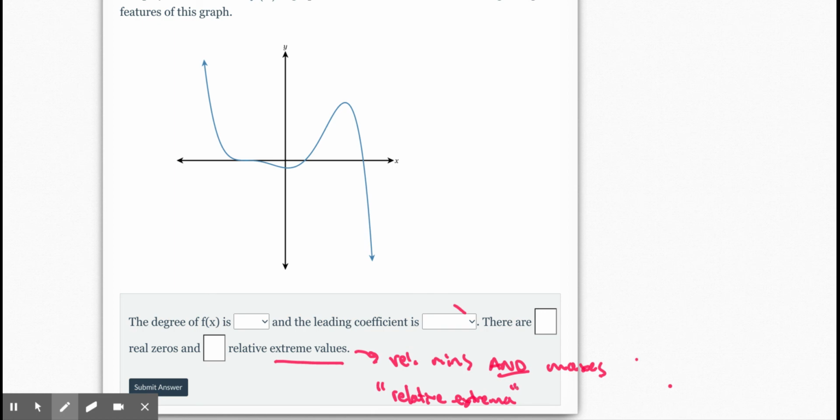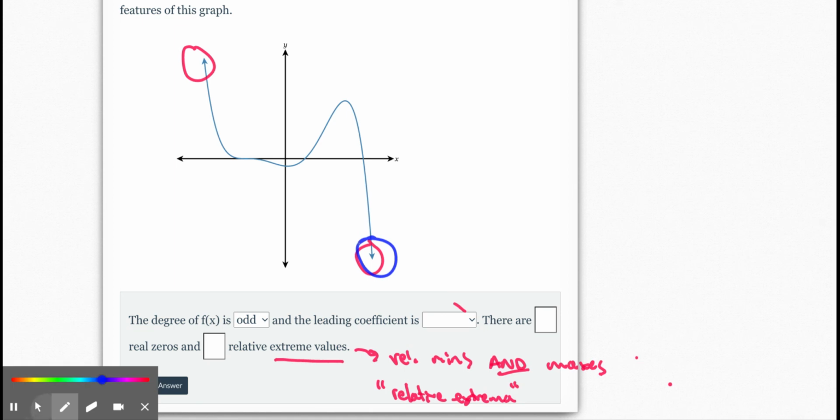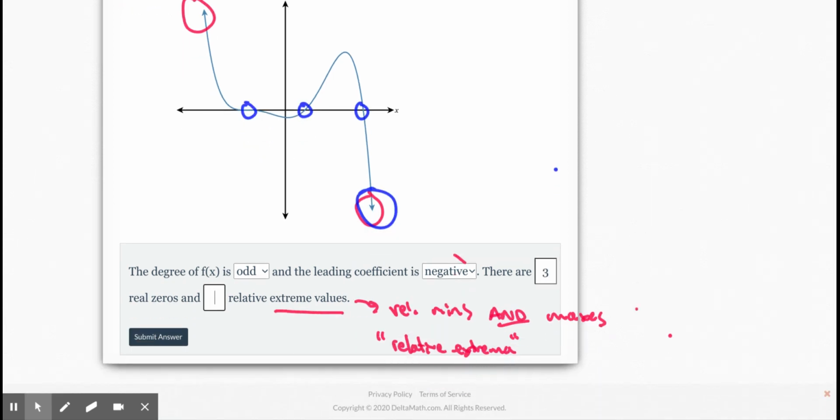First thing would be looking at the end behaviors. They're going opposite directions, which makes it odd. The leading coefficient, we look at the positive x one here. It's going down to negative infinity, which makes the leading coefficient negative. There are a total of 1, 2, 3 real zeros and relative extreme values. Okay, so we want to circle all the mins and all the maxes.